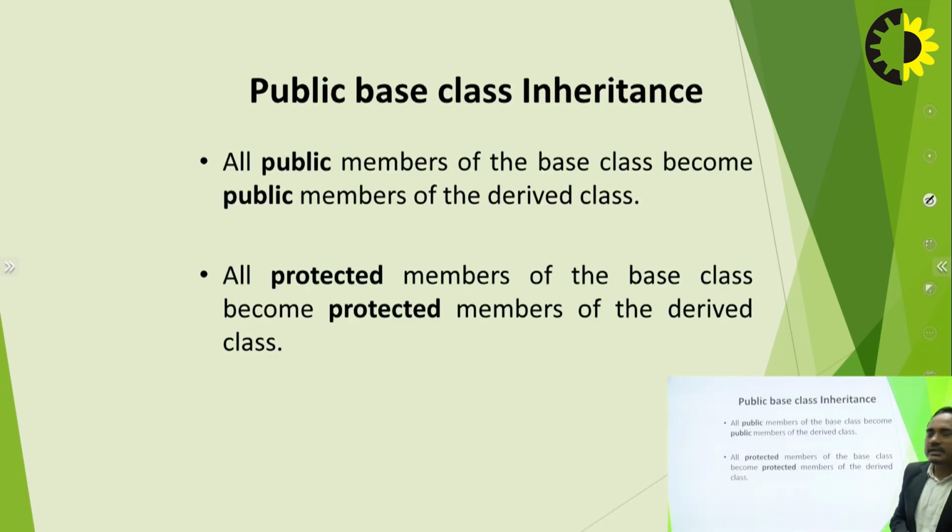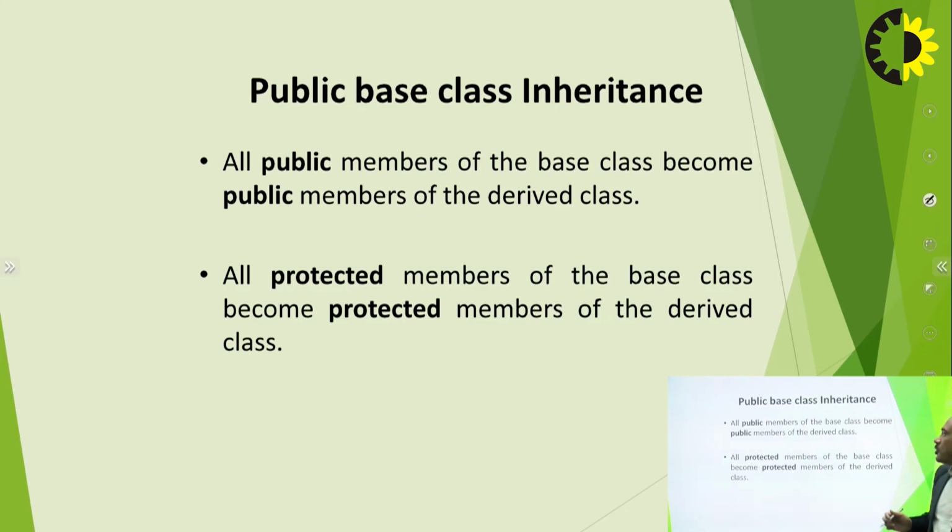Public base class inheritance: all public members of the base class become public members of the derived class. So the public members of the base class become public members of the derived class, where the base class is the main class and the derived class is the subclass that has the properties of the base class.